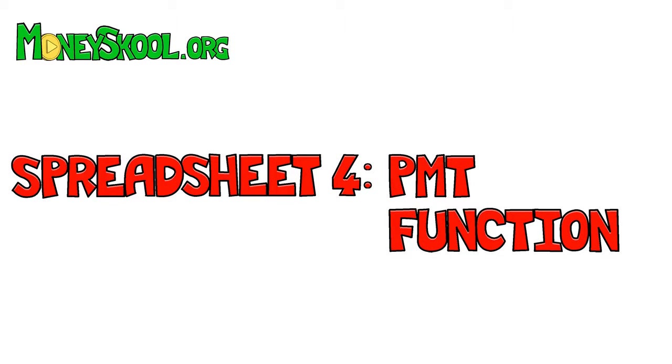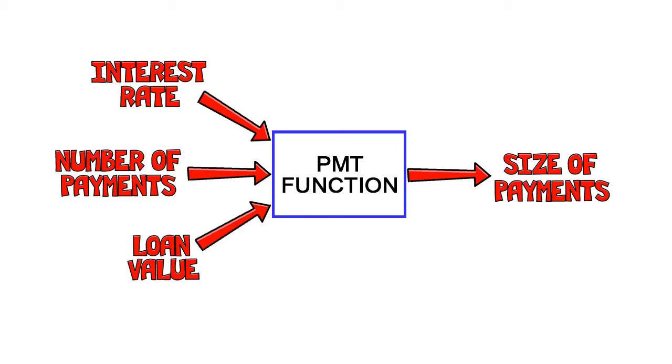In the last spreadsheet lesson, we showed you how to work out the total cost of paying off your debt. In this lesson, we're going to show you a much easier and smarter way to do this. The PMT function is a formula which allows you to work out the exact size of a loan payment. If you have the interest rate, the number of payments, and the value of the loan, the PMT function will tell you what size of payment you need to make.